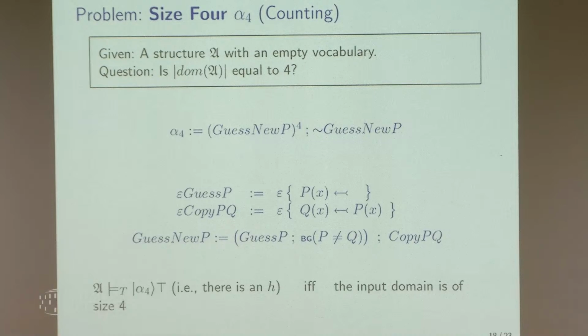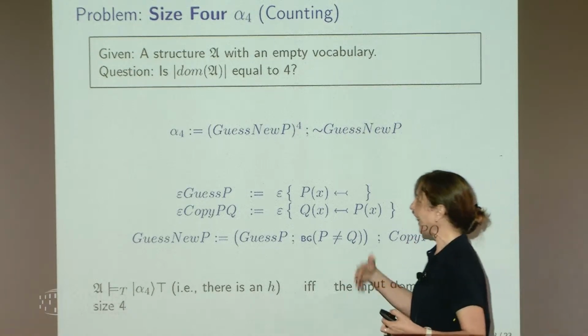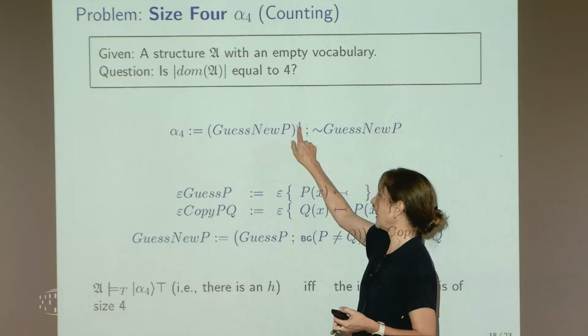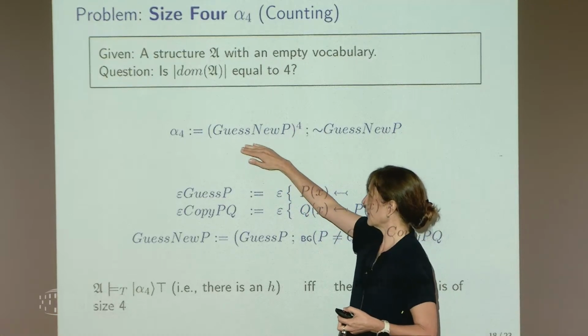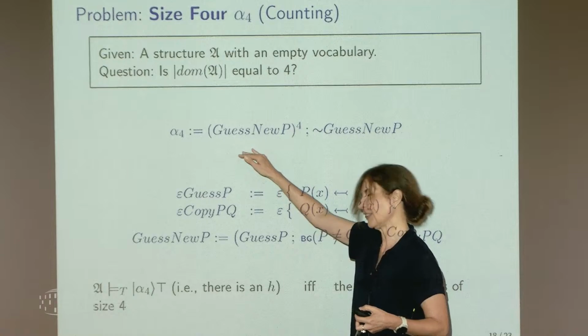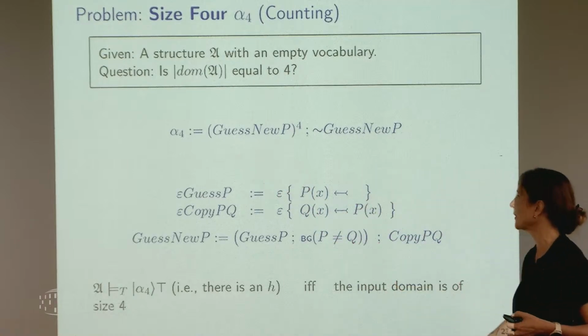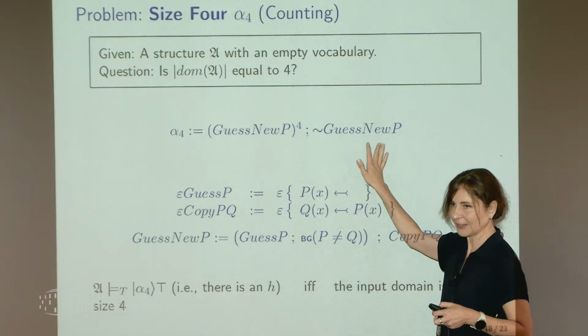Some examples. This is counting. We are given a structure on the input with an empty vocabulary, and the question is whether the size of the domain is equal to 4. What we do is we guess a new element 4 times. It's just an abbreviation. The same expression is repeated 4 times until it's no longer possible to guess a new element.